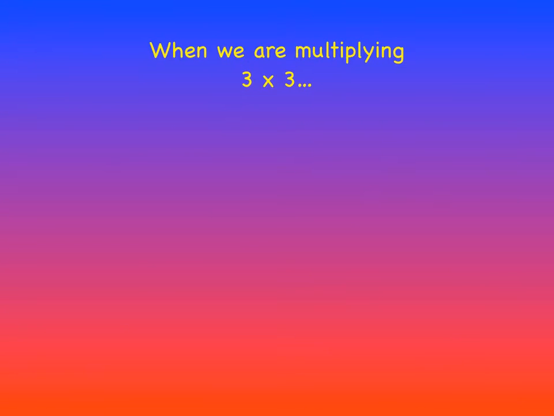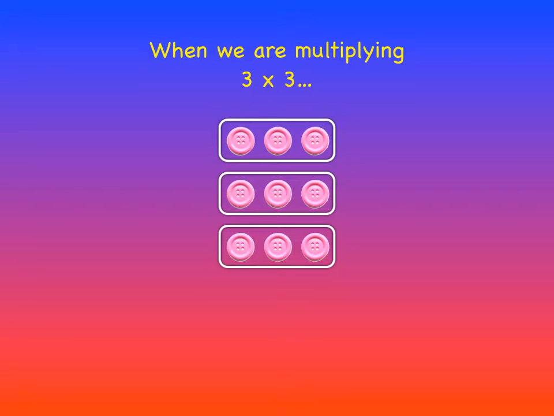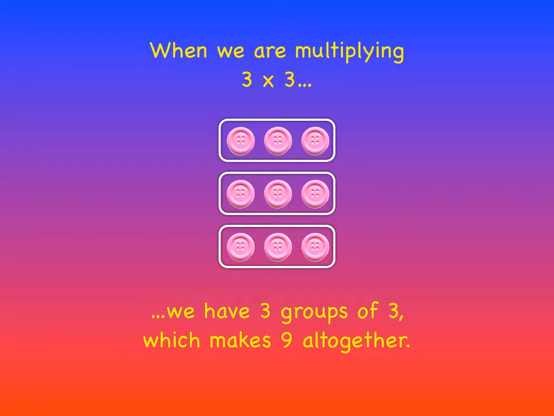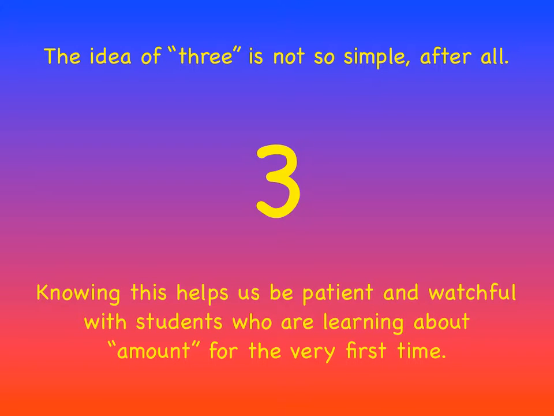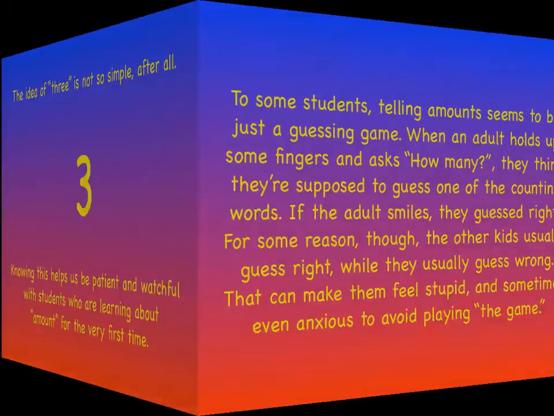And when we're multiplying 3 times 3, here's 3, 3, 3, we have 3 groups of 3, which makes 9 altogether. The idea of 3 is not so simple after all. Knowing this helps us be patient and watchful with students who are learning about amount for the very first time.